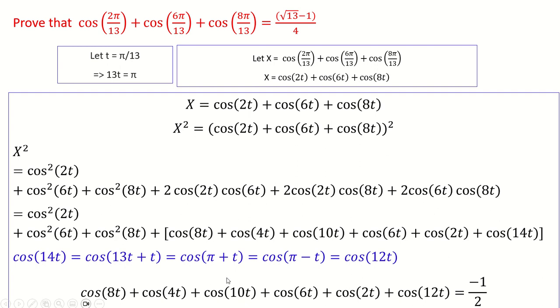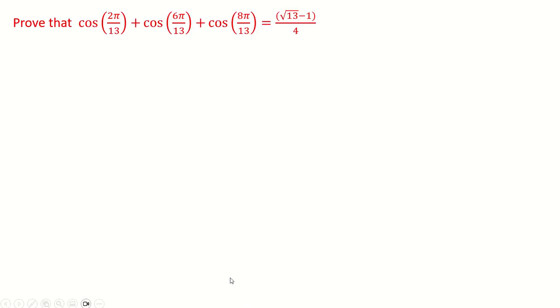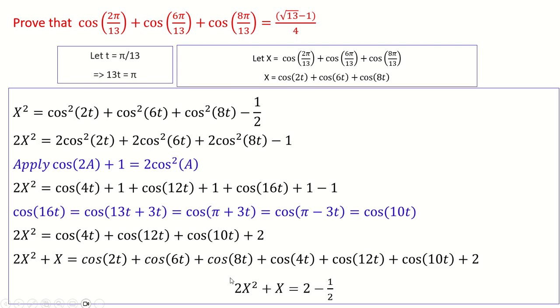Then this is what I will get, which we proved. This is the value of minus 1 by 2, right? So I'll replace the 1 by 2 here. So x square equal to cos square 2t plus cos square 6t plus cos square 8t minus 1 by 2, right? Now I am multiplying both sides by 2. So 2x square equal to 2 cos square 2t plus 2 cos square 6t plus 2 cos square 8t minus 1.